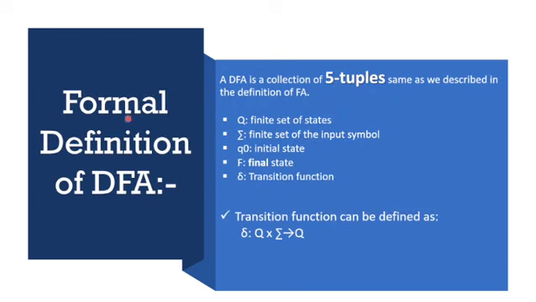Formal definition of DFA. DFA is mainly represented using 5 tuples. Q, which is used to represent the set of states. Sigma, which represents the finite set of input symbols. Q naught, the initial state. F, the final state, and delta, the transition function. Delta in finite automata is defined as Q cross sigma to Q.